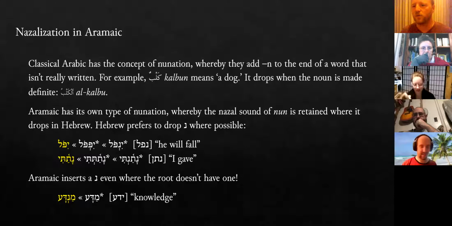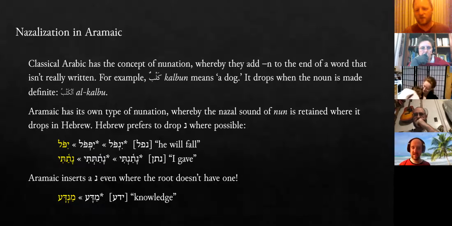Kalbun, a dog. It drops it when the noun is made definite. So instead of kalbun, it would be al-kalbu, the dog. This is related directly to Hebrew and Aramaic because we have the same root, kelev. Whenever you add his, his dog is kalbo. So kalbun and kalbo are directly related.